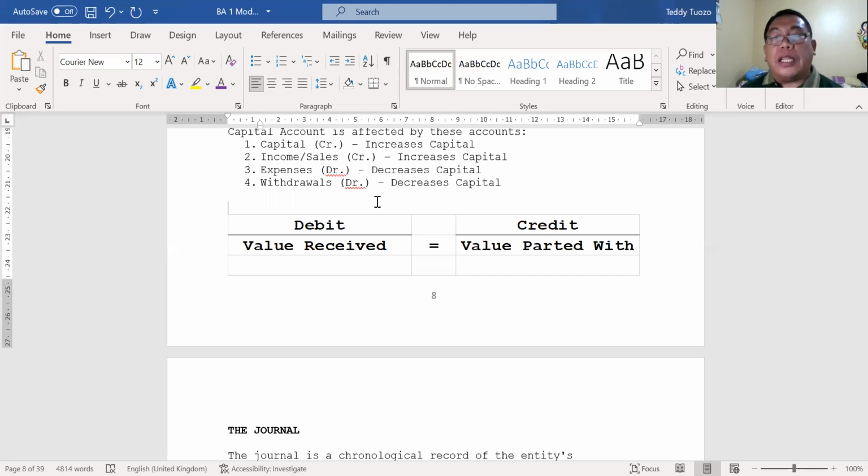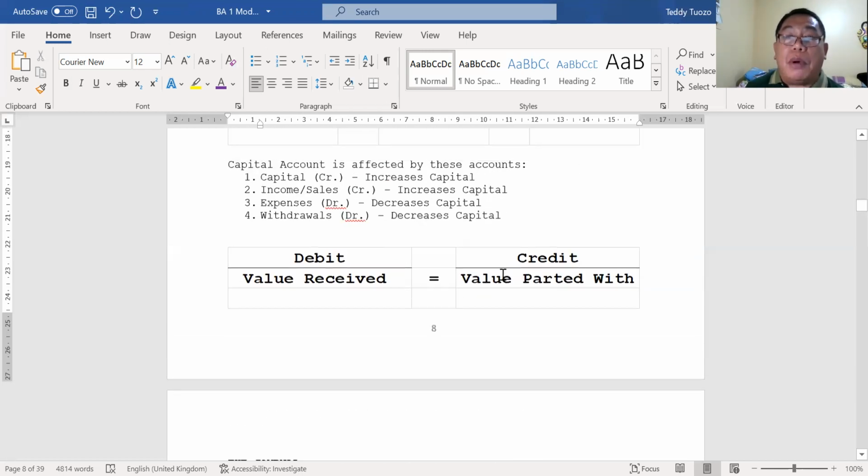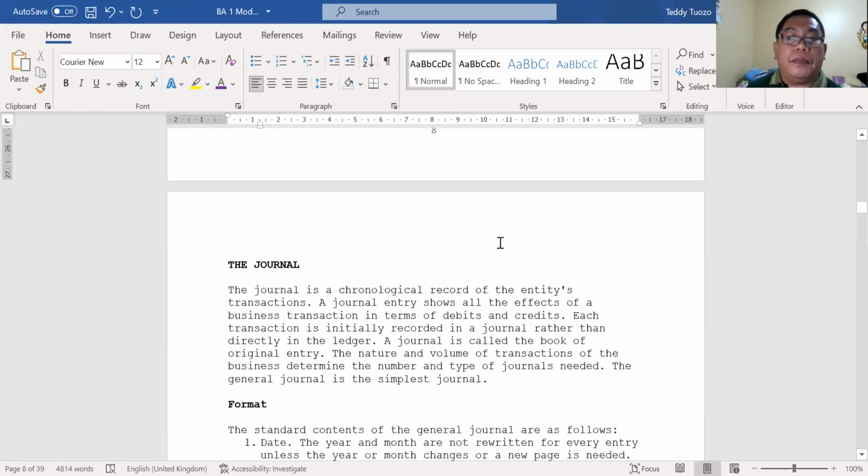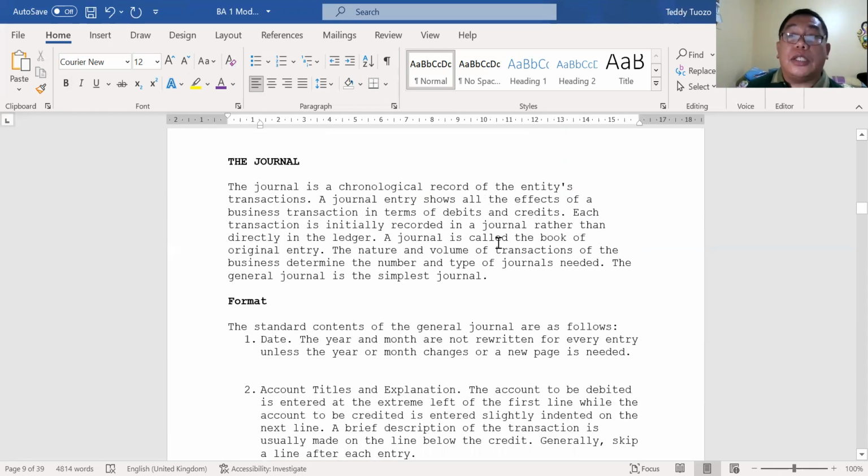So, for the value parted with, no? If you borrow, that is liabilities, an initial increase, no? The entry should be credit. But when you pay this account, when you pay that debt, your entry should be debit. I mentioned earlier that under value received, it's a benefit or the decrease in your obligation or liabilities. Okay, so when you receive income at the same time, since it increases capital, then the entry should always be credit.